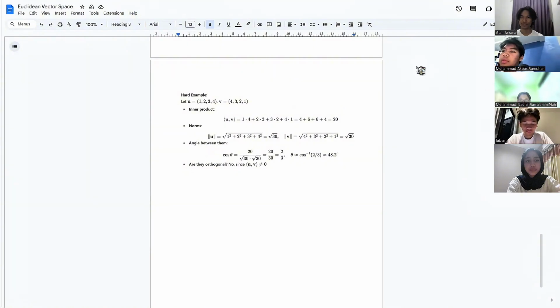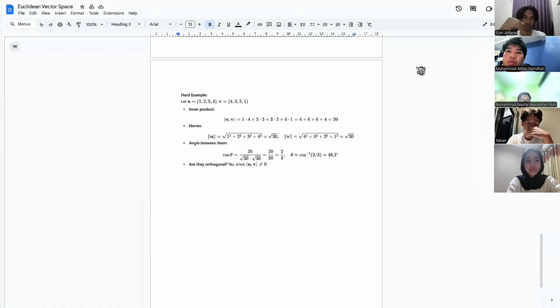Okay, in this hard example, we are given two vectors. The vector U is 1, 2, 3, and 4. The vector V is 4, 3, 2, 1. First, we calculate the inner product, also called the dot product of U and V. To do this, we multiply the corresponding components of the two vectors and then add the results together. So we multiply 1 times 4 plus 2 times 3 plus 3 times 2 plus 4 times 1. That gives us 4 plus 6 plus 6 plus 4, which equals 20.